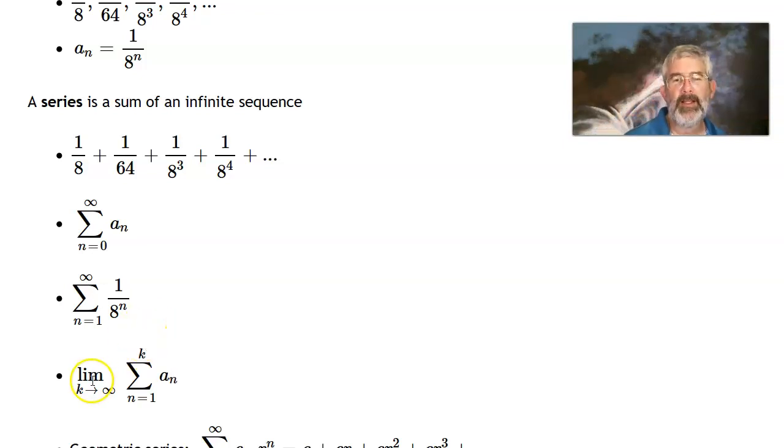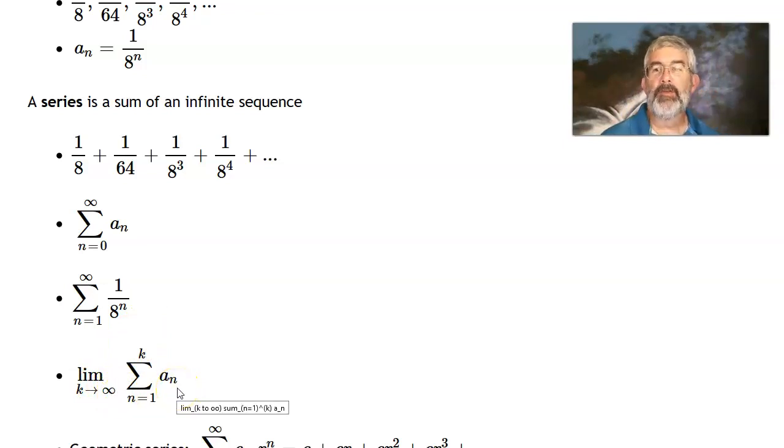If there is a limit here, then we say that the series converges and that the value of the limit is what the summation adds up to. If that limit does not exist, then we say that the series diverges. Okay? And now in the next video we'll look at how we test for convergence or divergence of a series.